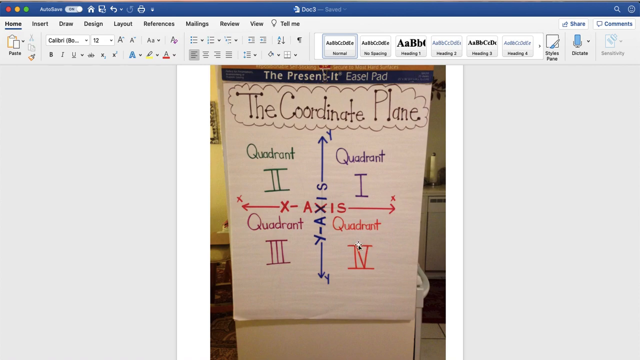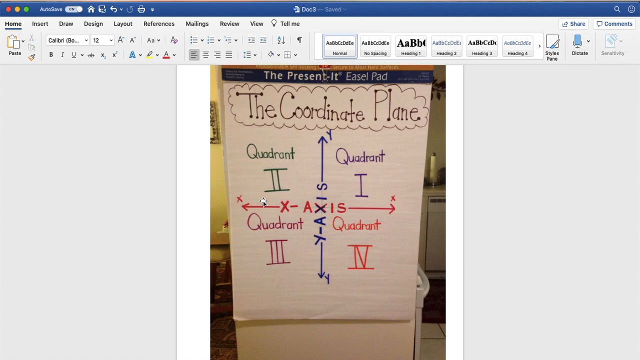And as you can see in this picture, we have the lines color-coded. The y-axis right here is blue. So remember, the y-axis goes up and down. That's something important that you will need to remember. Y-axis goes up and down. And the x-axis, that's in red, goes from left to right or side to side. Those are two important things that you'll need to remember for this topic specifically: the y-axis goes up and down, the x-axis goes side to side.